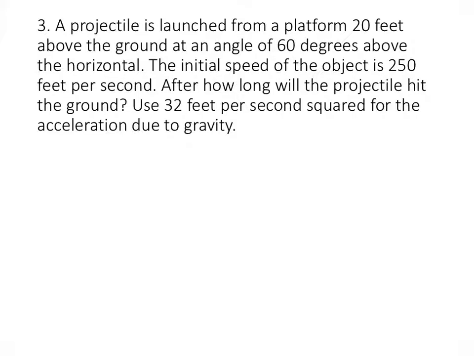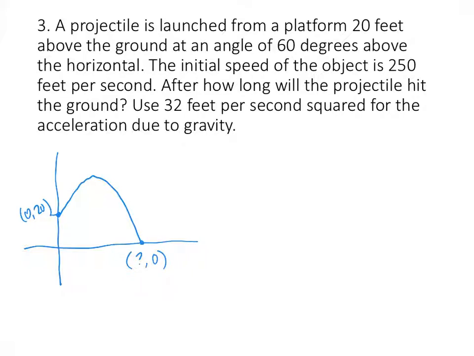So we can do ourselves some favors here to make the math a little bit easier by drawing our axes such that our initial position is here at the point 0, 20. We can imagine there's our platform that we're standing on. And then we're launching the object up into the air, and we're asking where or when does it hit the ground. So we don't know what the x-coordinate is going to be, but the y-coordinate is definitely going to be 0. So the initial position, r of 0, is 0, 20.